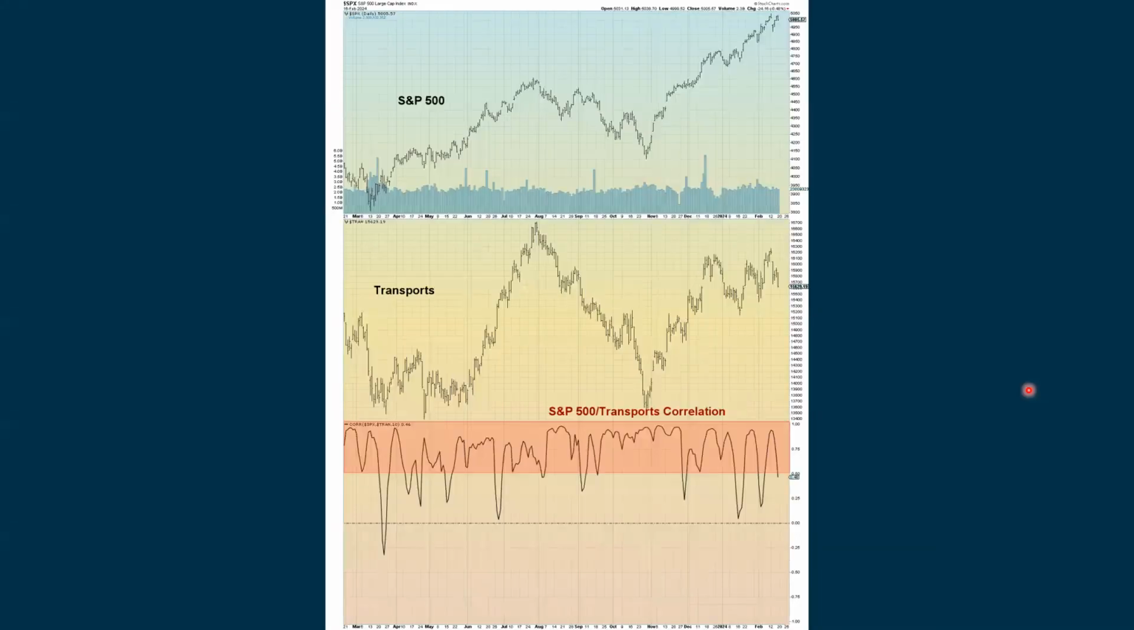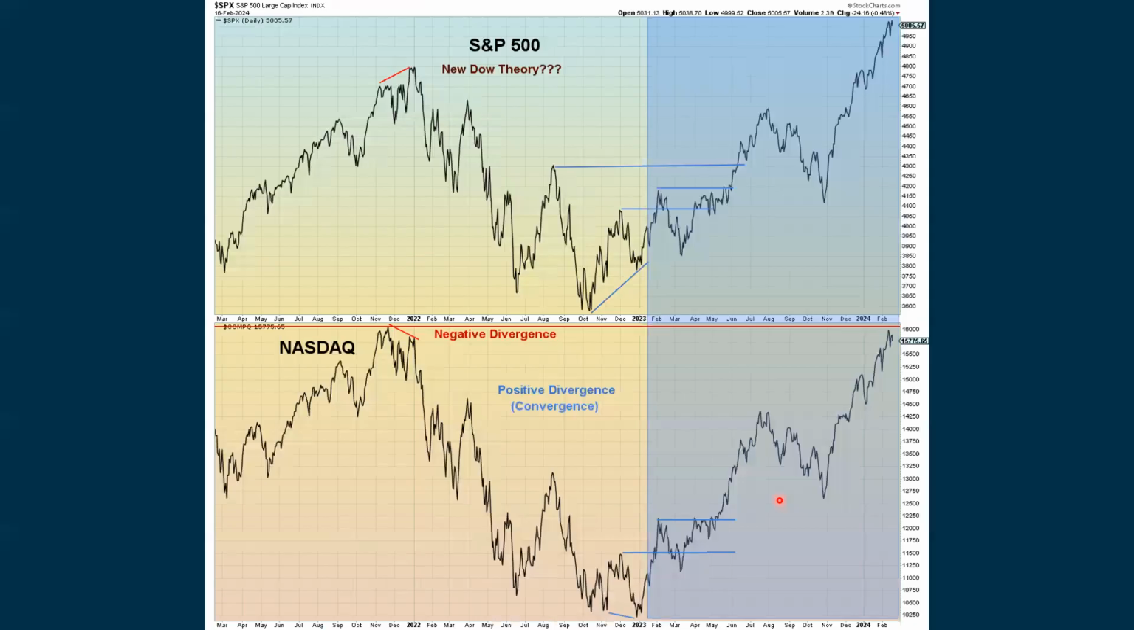And then we look at the correlation between the S&P and the transports. They were getting to kind of a strong relationship, but then over the last few days, this has dropped down to more of a neutral reading as they're going more or less in opposite directions, or they're not really connected to each other right now.